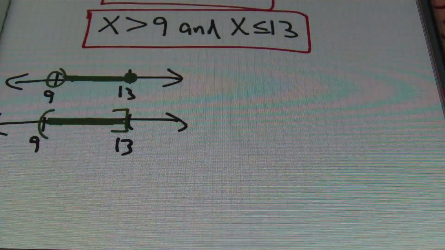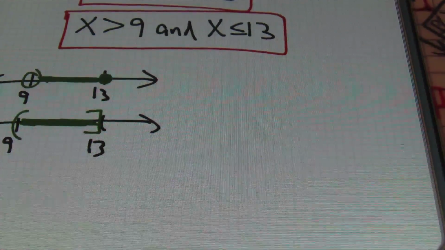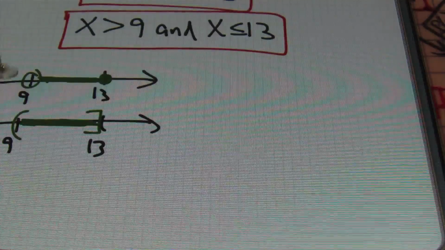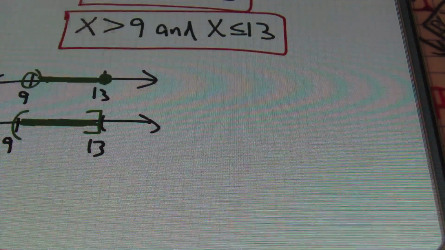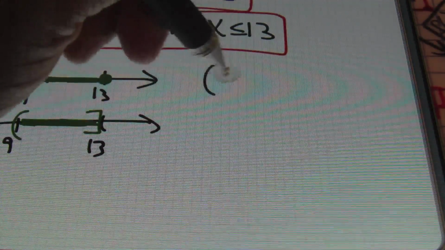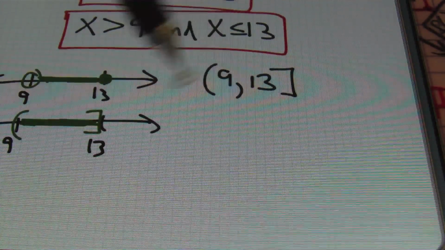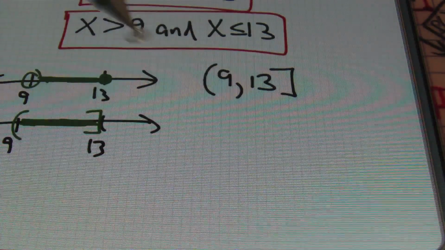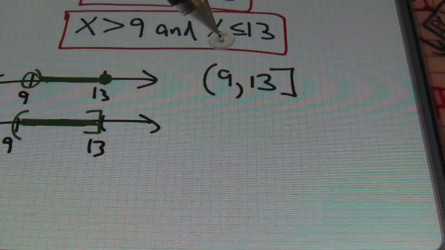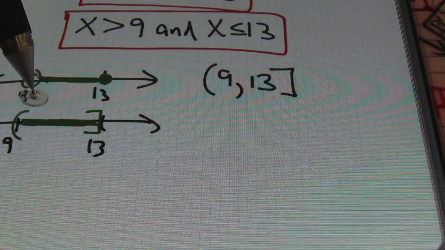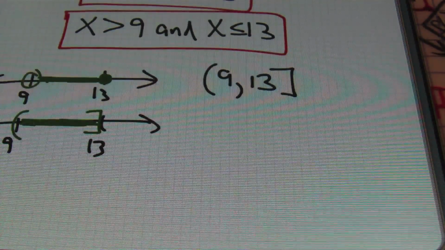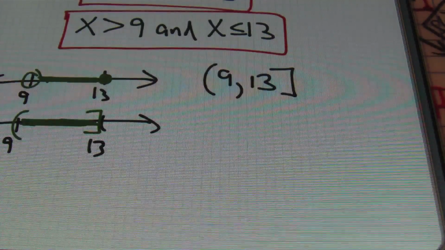Let's go ahead and look at two additional ways to represent this solution. Using interval notation, remember you start with the lowest value and go to the highest value. So I'm going to use parentheses 9, 13, and then my bracket. Notice how close these two representations are, that the interval notation is a direct translation of your line graph, especially when you're using parentheses and brackets. So there you go.